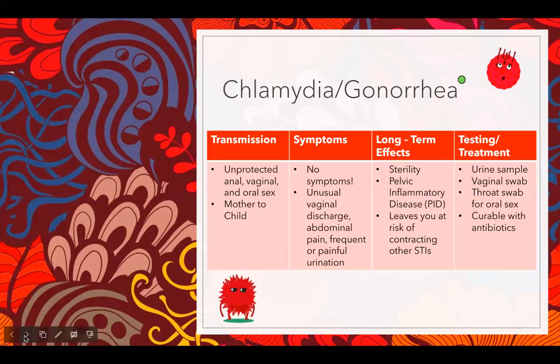Testing and treatment. So for chlamydia and gonorrhea, you can get tested through a urine sample, a vaginal swab, and if you had unprotected oral sex, then you have to get a separate throat swab for oral sex. So chlamydia and gonorrhea can both manifest in your throat, and that is not detectable through a urine sample.